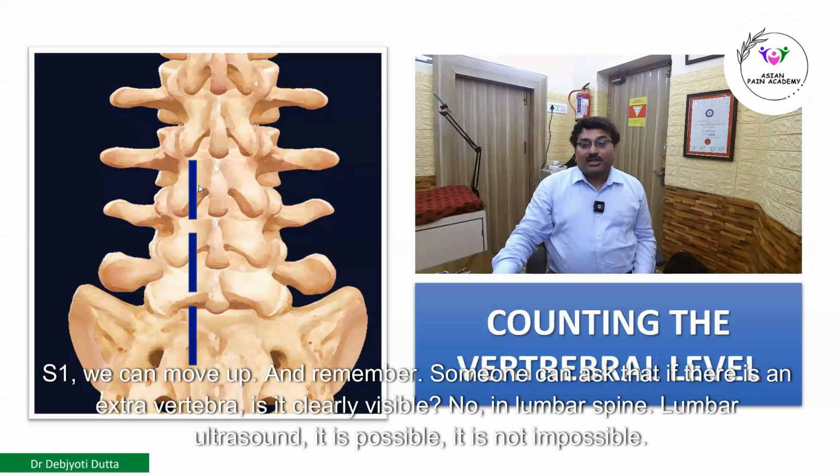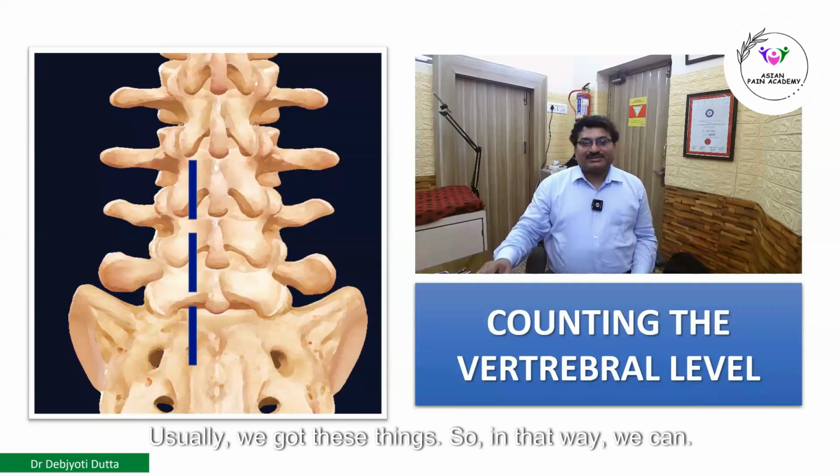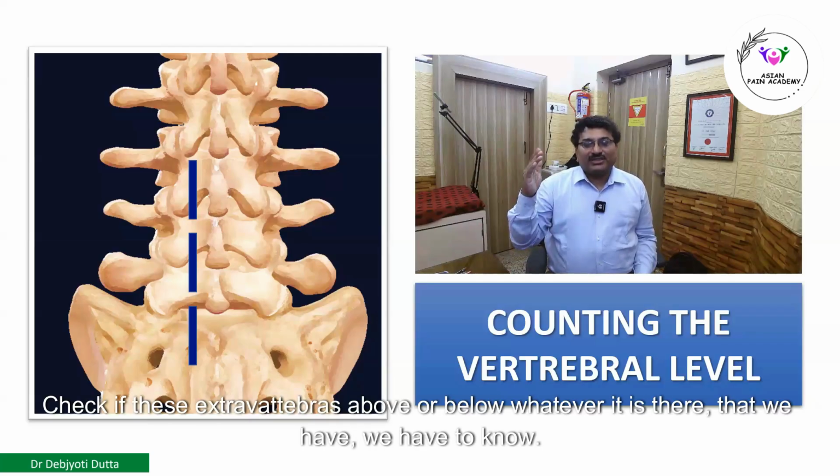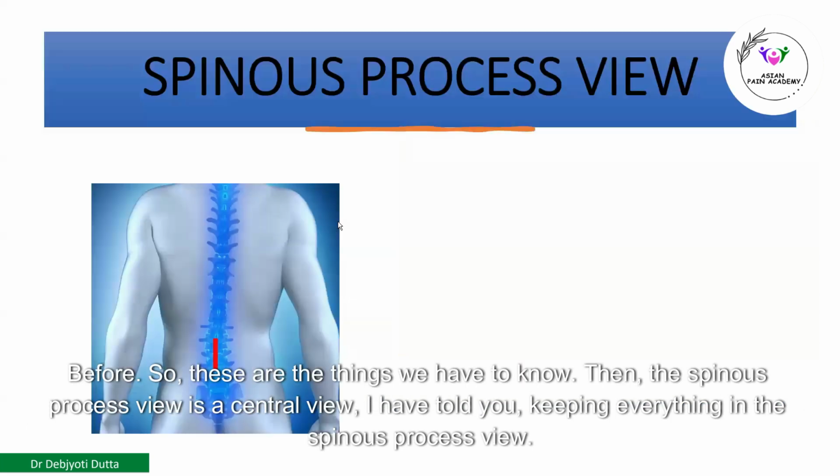And remember, someone can ask that if there is an extra vertebra, is it clearly visible? No, in lumbar ultrasound, it is possible. It is not impossible. If you are very attentive and give a lot of time, you can actually count those areas. But we usually take the help of MRI or X-ray before. That's a much easier way. Usually, most of the patients, while evaluating before the ultrasound, we get these things. So in that way, we can check if there's an extra vertebra above or below, whatever it is, that we have to know before. So these are the things we have to know.